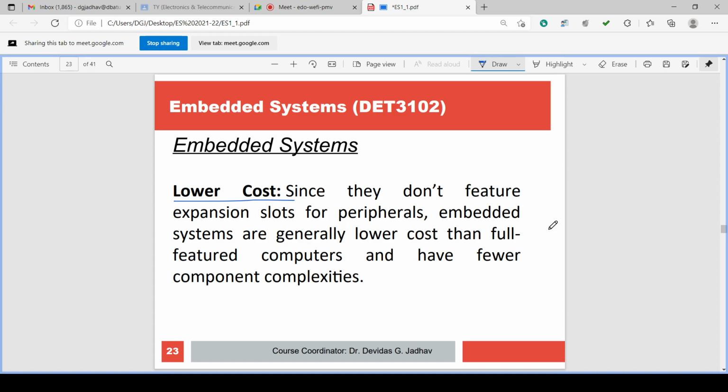Okay, means what? A computer is there which is general purpose. What do you mean by general purpose? You can expand it, you can extend it, you can have extensions, you can connect many things to that, and you can configure it for many applications, general purpose applications.